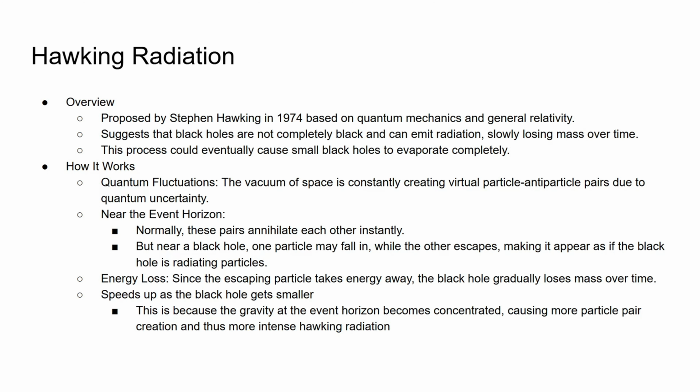So how does this work? In a vacuum, quantum fluctuations can cause the creation of particle-antiparticle pairs due to quantum uncertainty. What happens normally is these pairs annihilate each other instantly. But if they form near a black hole, one particle can fall in and the other can escape, making it appear as if the black hole is radiating particles.